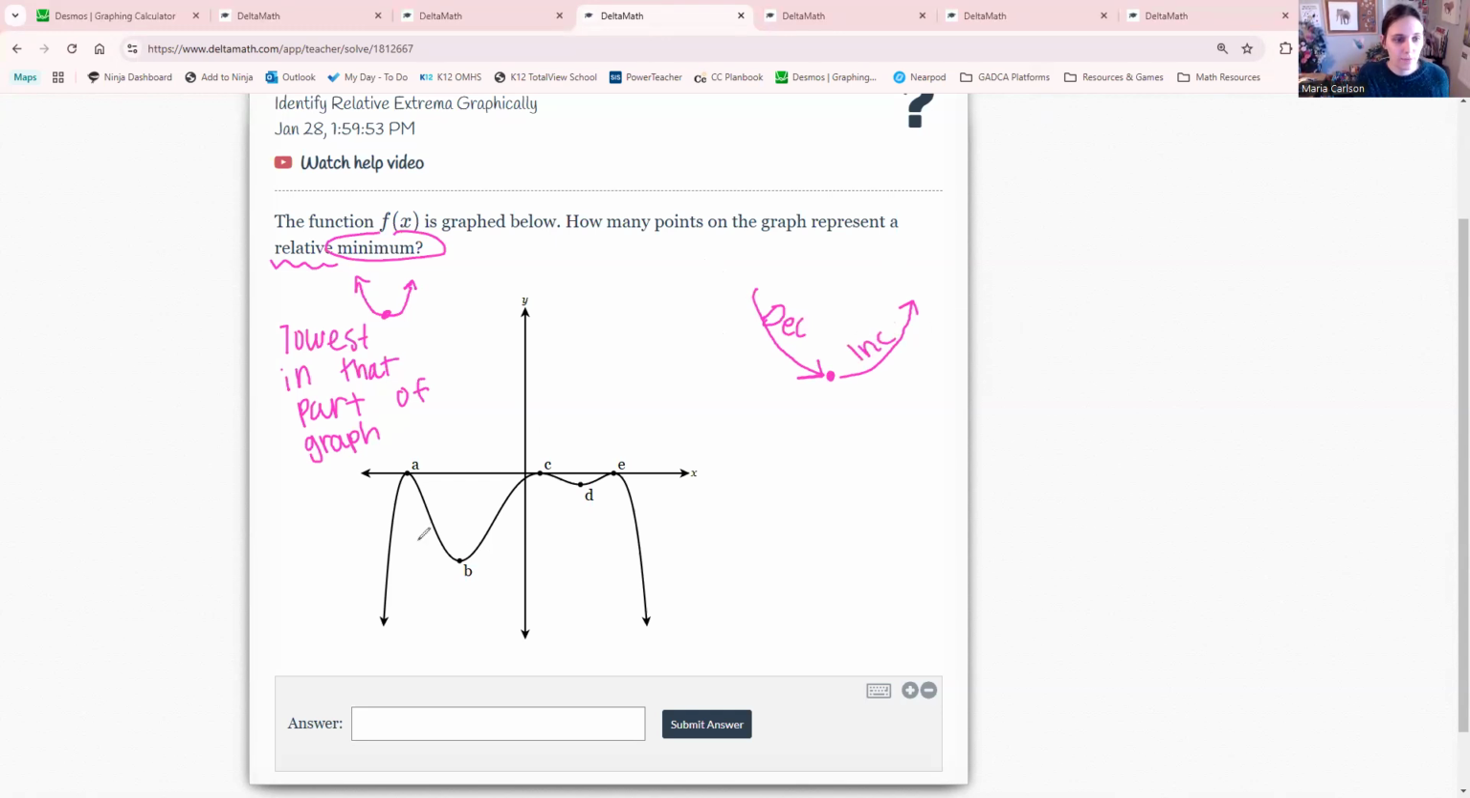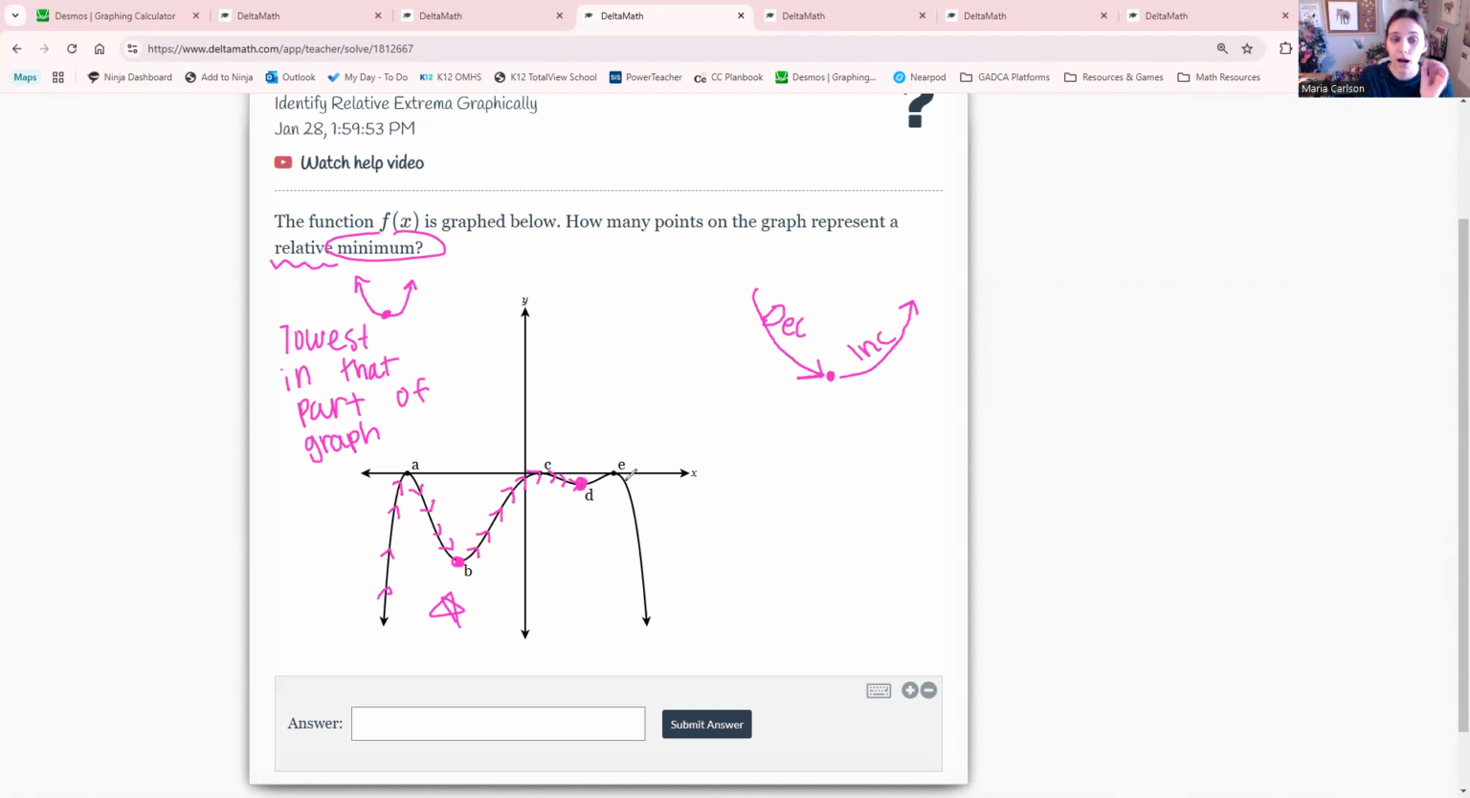So if I look at my graph, I start on the left, it goes up, up, up, up. So A is actually a maximum. And then it goes down, down, down, down. And we hit B. So B is one of our minimums. And then we switch. And then we kind of hit this highest point almost when it switches over to decreasing.